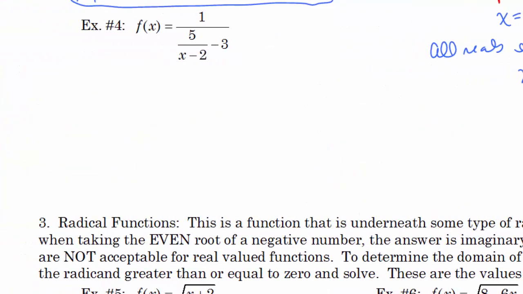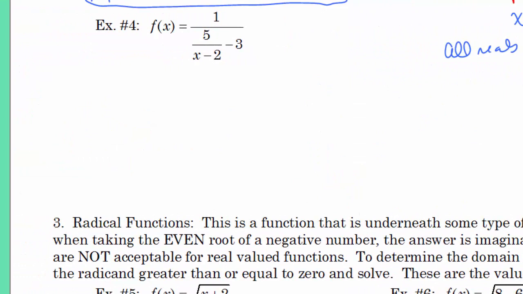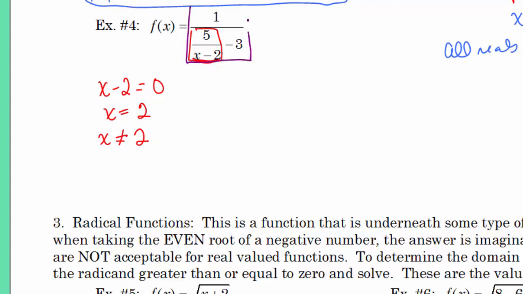Now this next example, we've got fractions on top of fractions. A little bit more difficult. So let's take this part, because if I let x minus 2 equal 0, that means x cannot be 2, because if it was, it would make that fraction undefined. But what about the whole thing, that big fraction? Well, so now I have to look at 5 over x minus 2 minus 3 and solve for x.